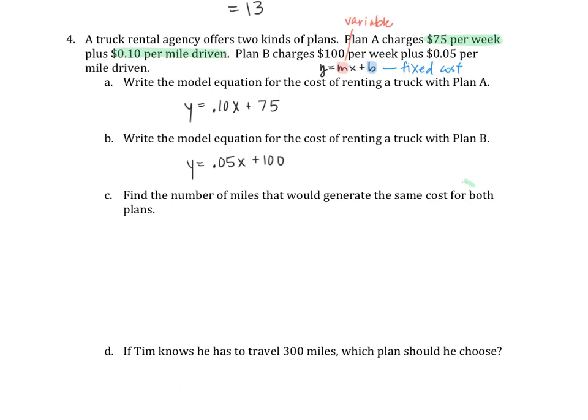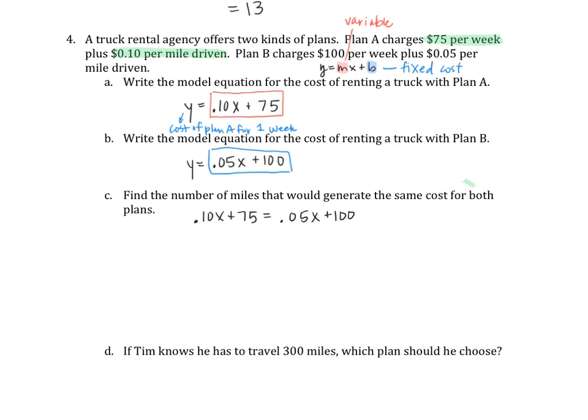Now we want to find the number of miles that would generate the same cost for both plans. Y represents the cost of the plan for 1 week, in both cases, and x represents the number of miles driven. So if this in the red box is the cost for Plan A, and this is the cost for Plan B, and we want the number of miles that would generate the same cost, the costs will be equal. So we're just going to set those two equal to each other and solve the equation and see when it would be equivalent.